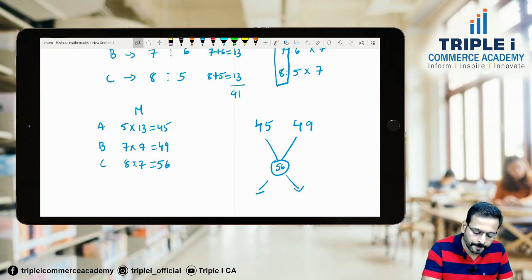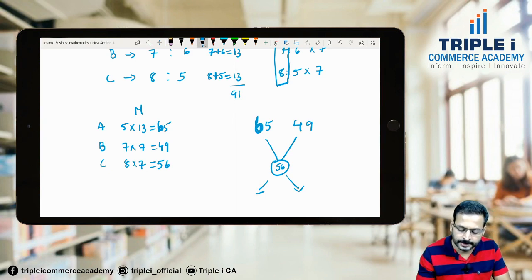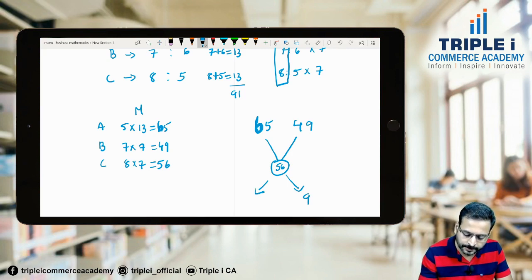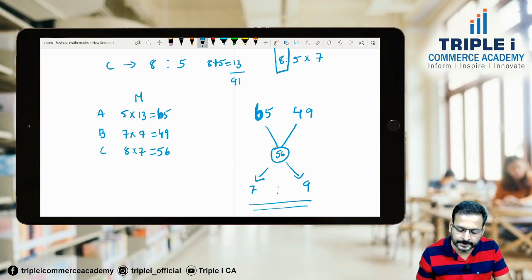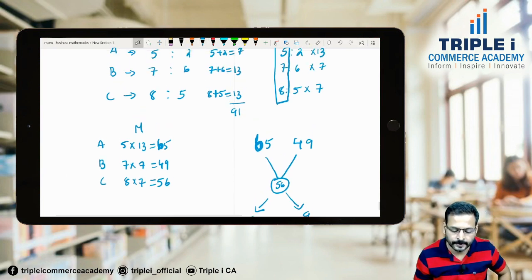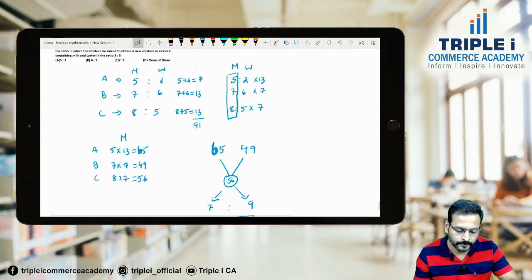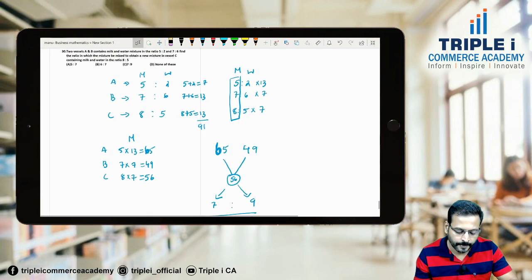So, 65 minus 56 is 9, and 56 minus 49 gives us 7. Okay, so the answer will be 7:9. So question number one, very important.